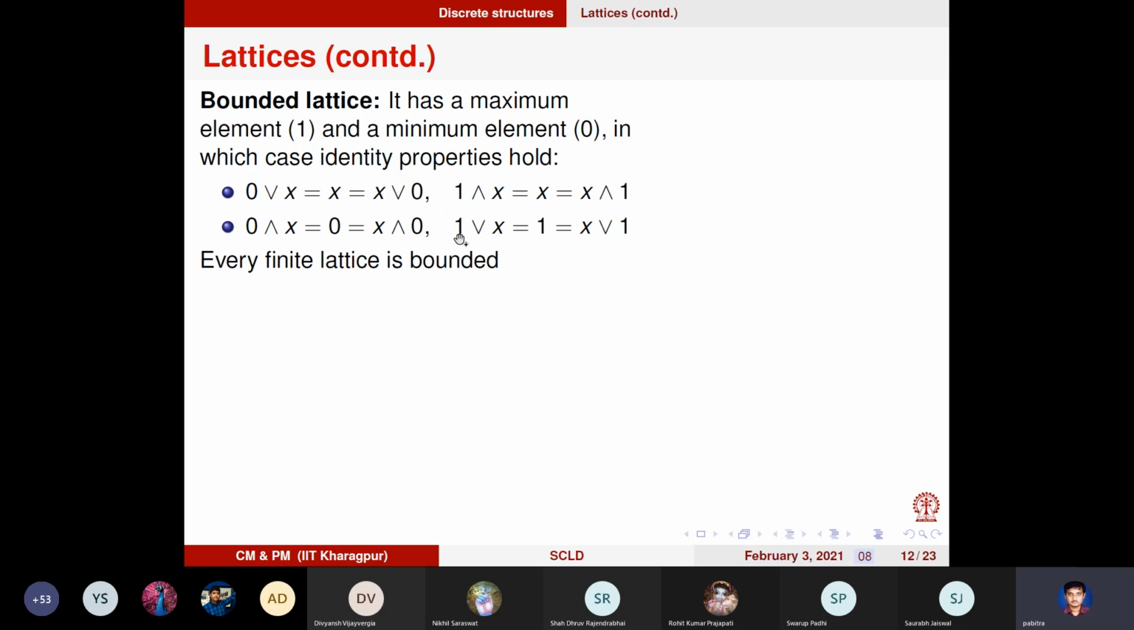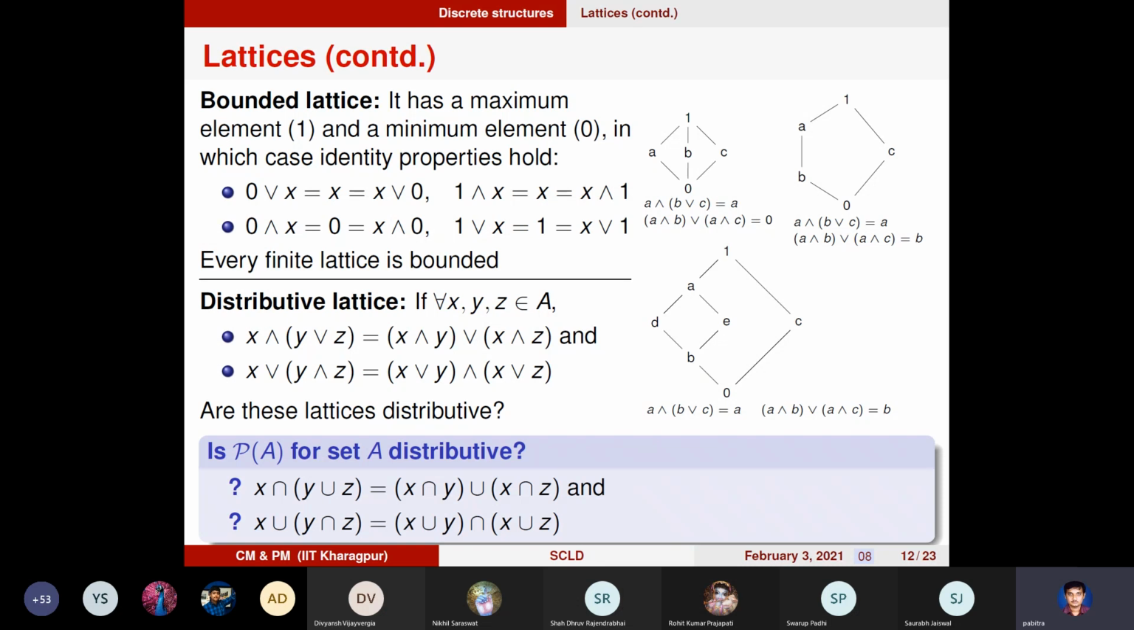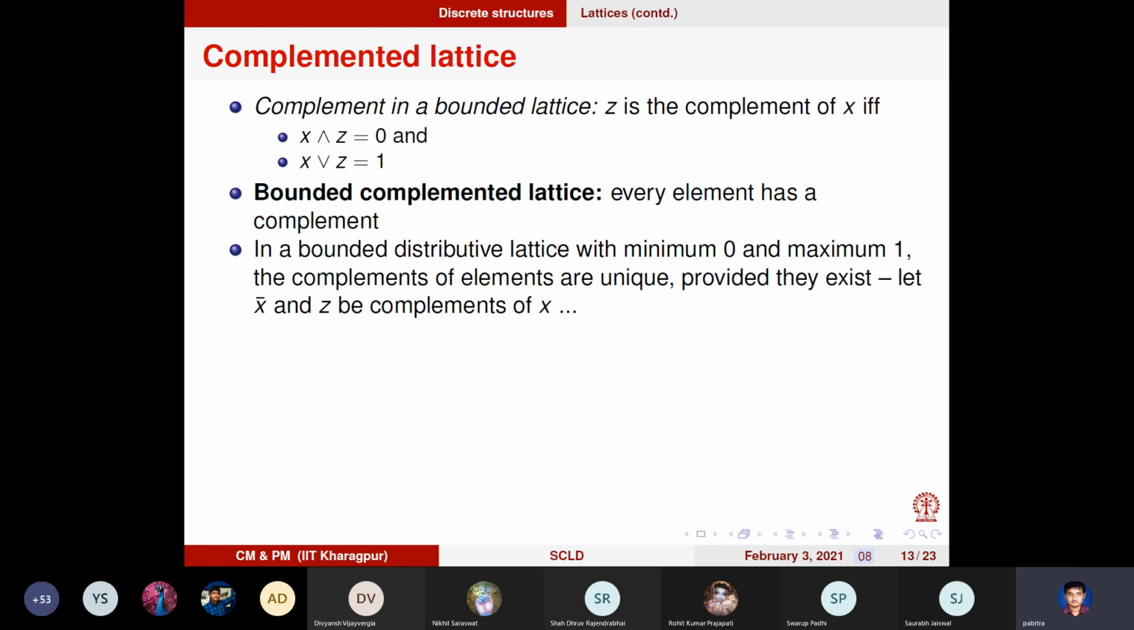So to do that, we need to define what is called a bounded lattice, where you have a maximum element 1 and a minimum element 0. And we have shown every lattice is bounded. Then we consider another property, which is distributive lattice, where this distribution law holds, and then we have seen that some of the well-behaved lattices are distributive. And then, the moment we defined maximum and minimum, we defined that in a bounded lattice, of course, it has to be bounded, otherwise we don't have the maxima and minima.